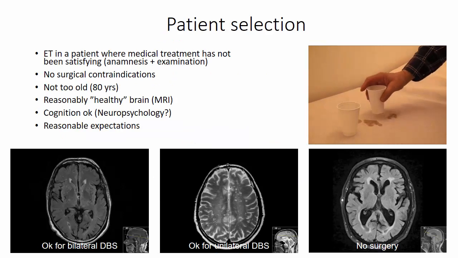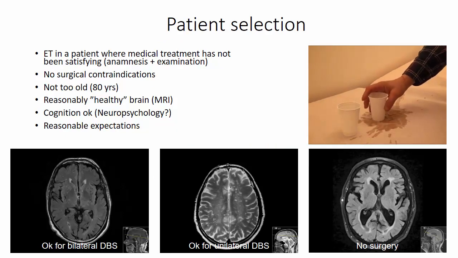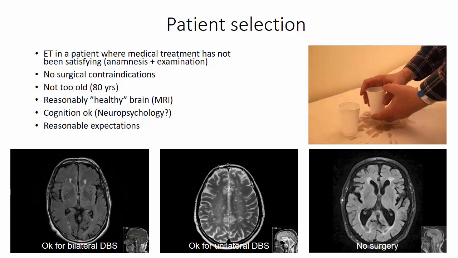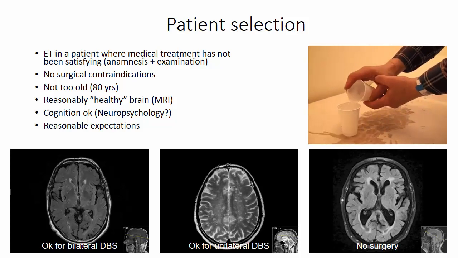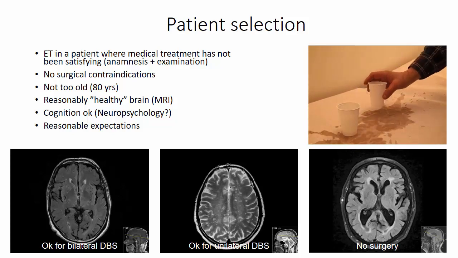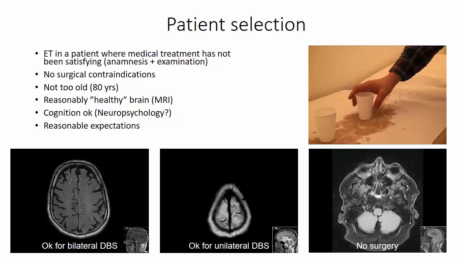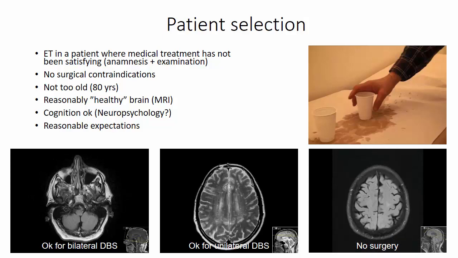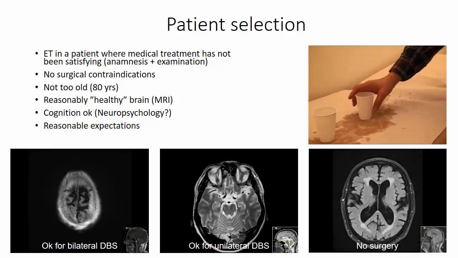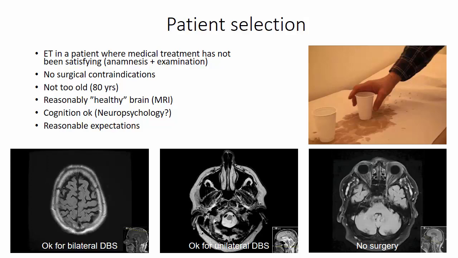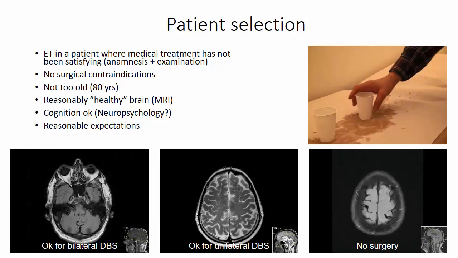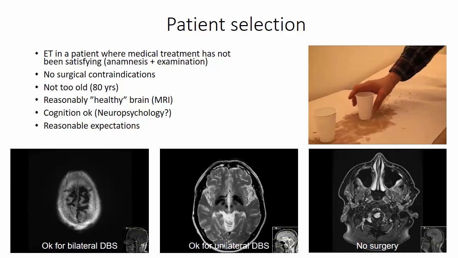Patient selection is very simple in essential tremor. We consider DBS in patients where medical treatment has not been satisfying based on anamnesis and examination. Where there are no surgical contraindications, the patients should not be too old, they should have a reasonably healthy brain as judged from the MRI. They should be okay from a cognitive point of view and of course have reasonable expectations.